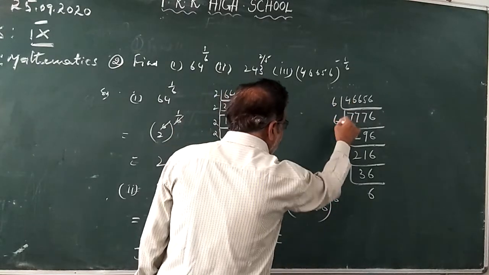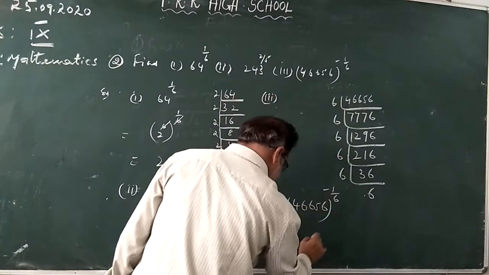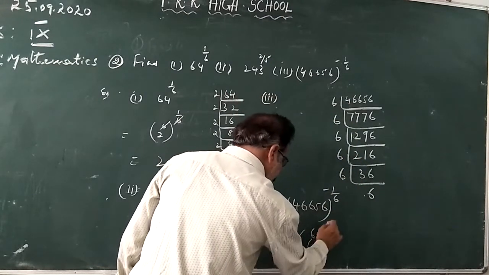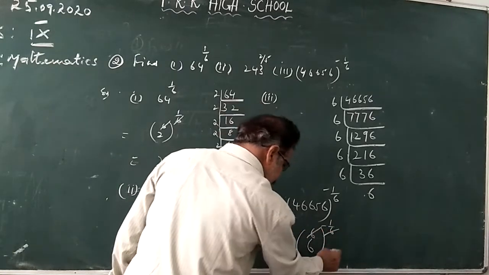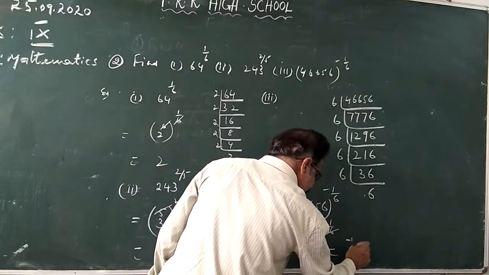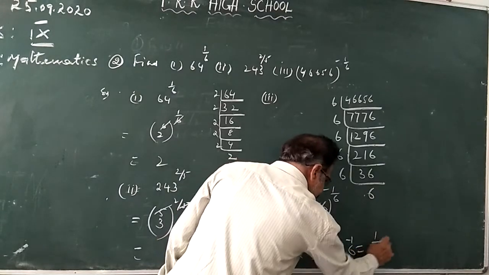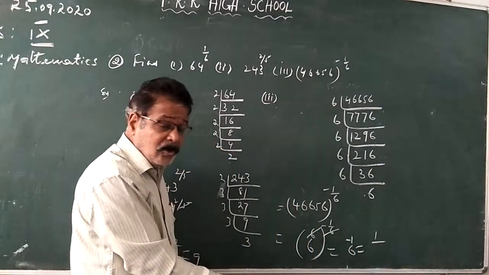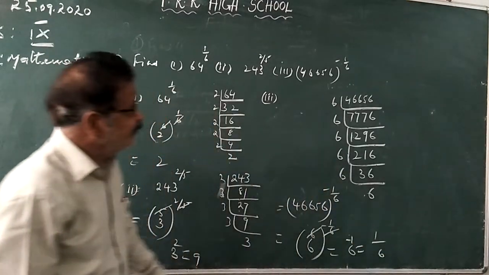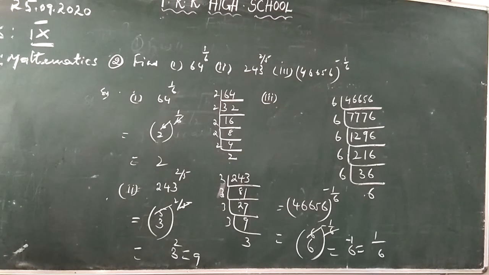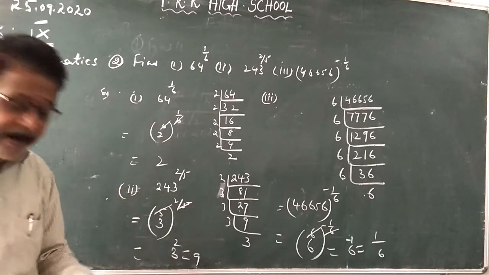46,656 means 6 to the power of 6, to the power of minus 1 by 6. Numerator 6 and denominator 6 cancel. So 6 to the power of minus 1. 6 to the power of minus 1 means, to make the power positive, you carry it to the denominator. 6 to the power of minus 1 means 1 by 6. This is the answer.